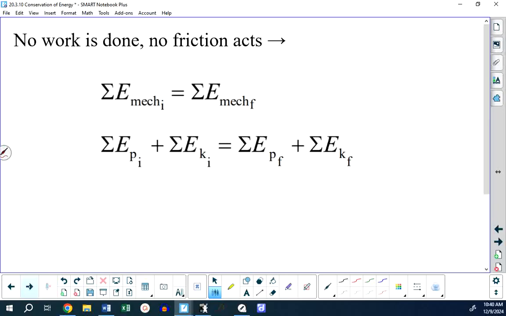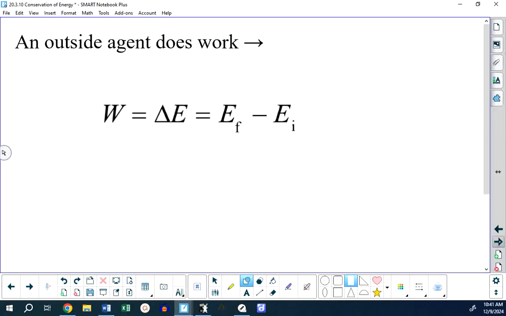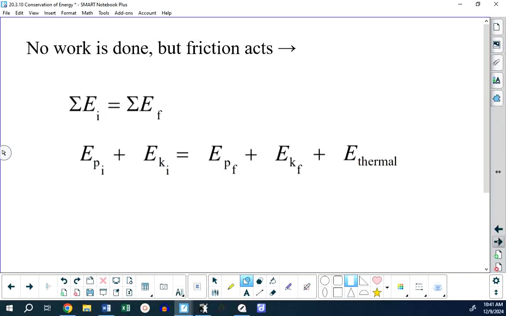If you know that no work is done and no friction acts, then this is what's going on. If these sigmas bother you, they just mean total, then don't worry about it. If no work is done and no friction acts, then no heat is produced, mechanical energy is conserved. If work is done, then you use the work energy theorem and you say work equals final energy minus initial energy. If friction acts, then total energy to begin with equals total energy afterwards. It's just that thermal energy or heat is produced afterwards, and this is found by taking the force of friction times the displacement. I hope it's obvious. These two F's mean something different. One is for final, one is for friction.